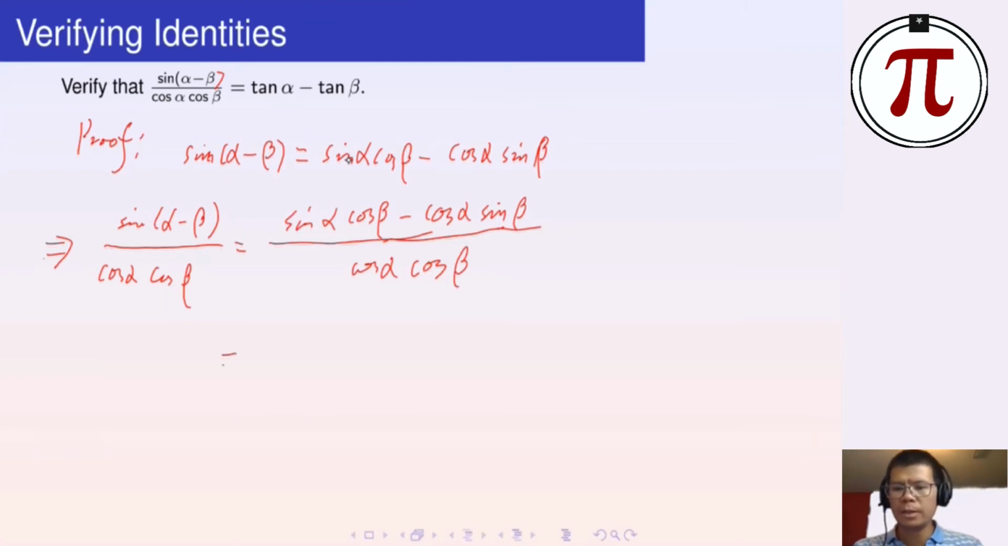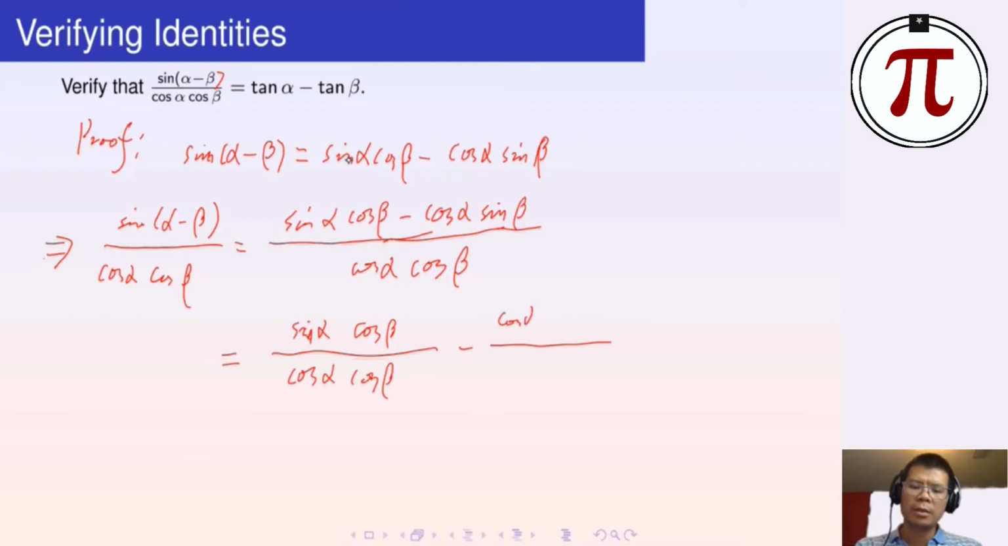Now this one can be rewritten as sine alpha cosine beta over cosine alpha cosine beta, minus cosine alpha sine beta over cosine alpha cosine beta. Yes, same denominator, right? Now consider the first term. We see that cosine beta and cosine beta cancel out. For the second term, cosine alpha and cosine alpha cancel out. So the first term remains what? Sine alpha over cosine alpha.